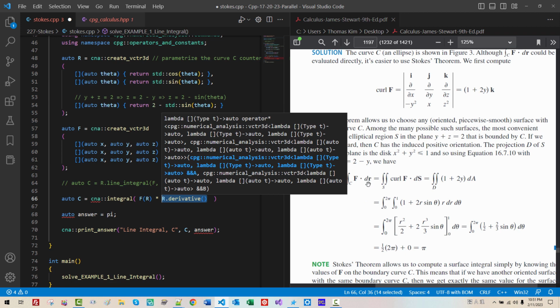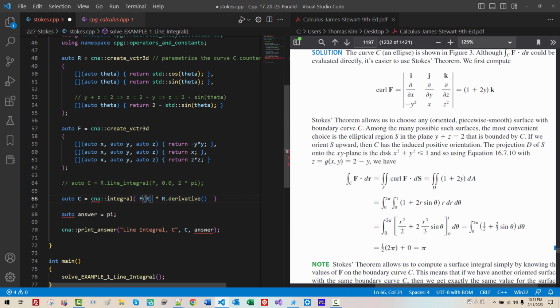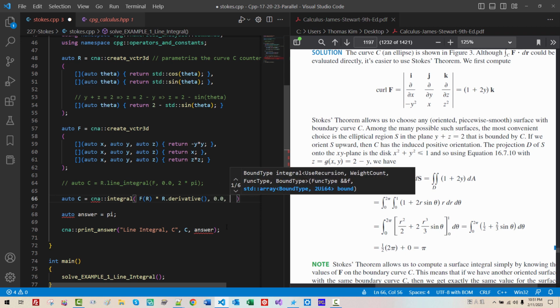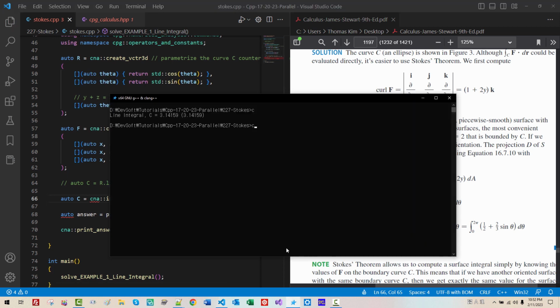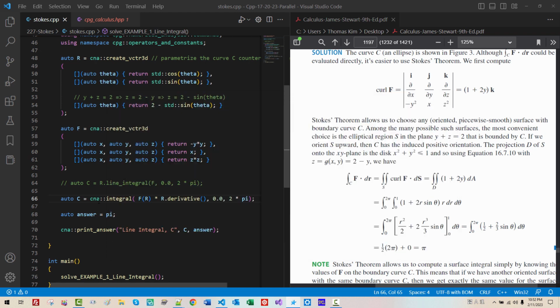Here, please look at my mouse cursor. We have to pass r as parameter to f because this vector f takes 3 parameters. Then 0.02 times pi. This is equivalent. With this, we can build again. Look, the result is the same. So this line integral performs operation like this.